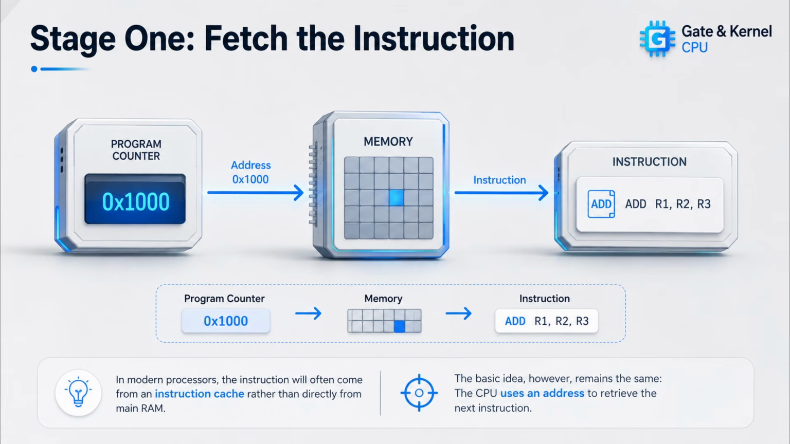3. Stage 1. Fetch the instruction. The first major stage is fetch. The CPU takes the address stored in the program counter and sends it to the memory system. Memory returns the instruction stored at that address. In a simple model, the path looks like this: program counter, to memory, to instruction. Modern processors usually fetch instructions from an instruction cache instead of directly from main memory, but the basic idea is the same. The CPU uses an address to retrieve the instruction it needs to execute next.